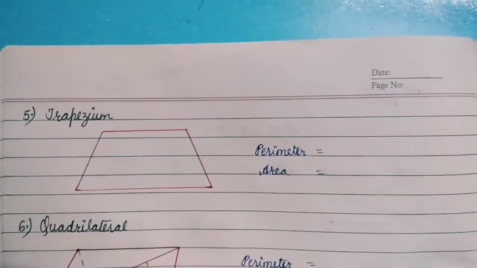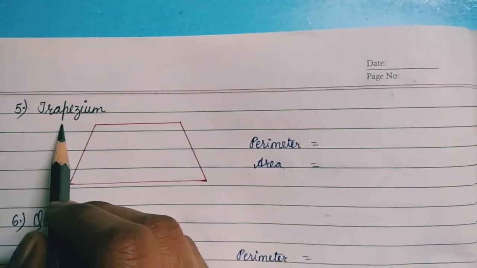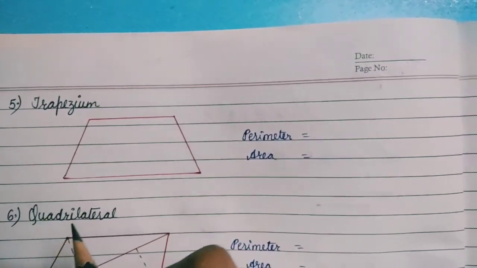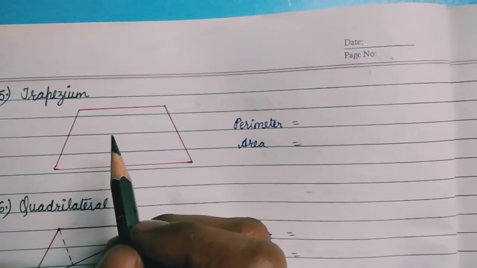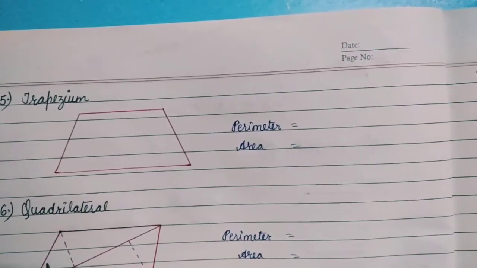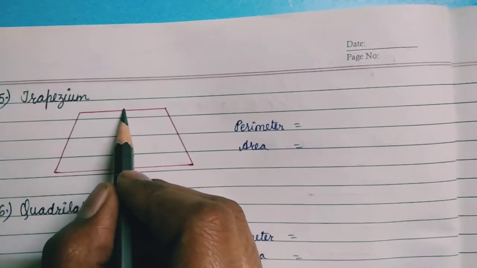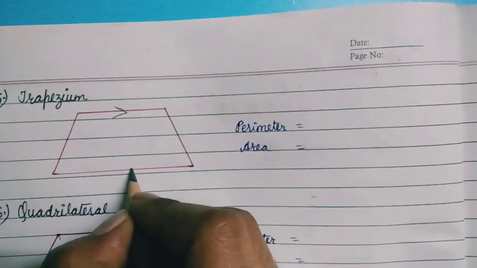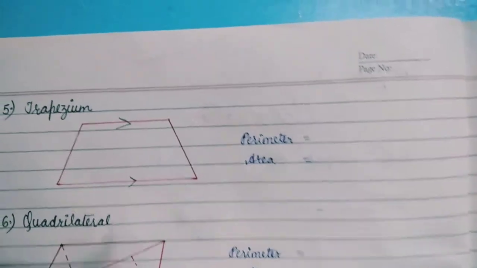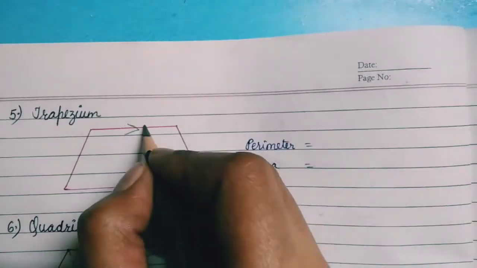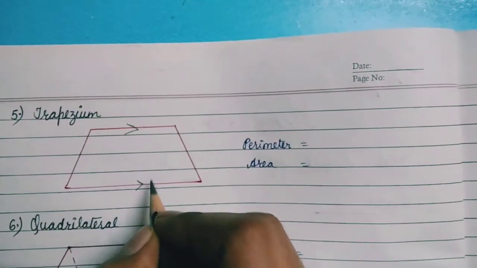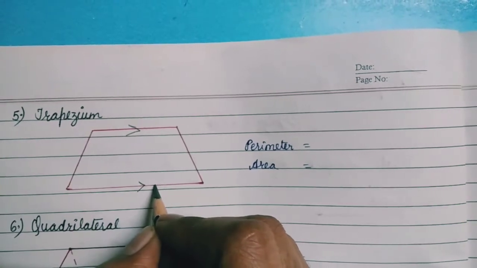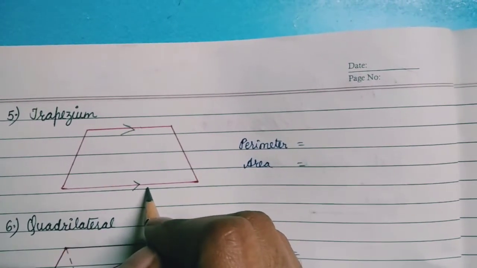Now the fifth flat surface figure is the trapezium. A trapezium is a figure in which one set of lines is parallel. You can simply see this line is parallel to this line. So here we have two lines which are parallel to each other, one set of parallel lines.